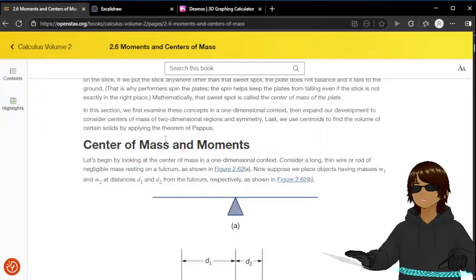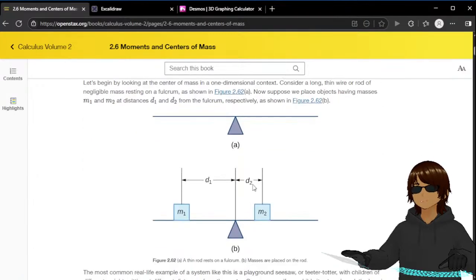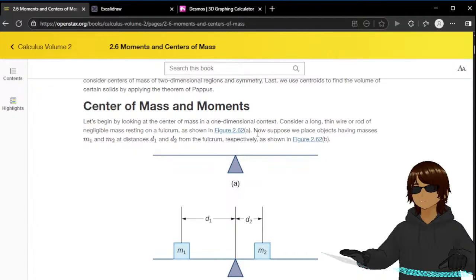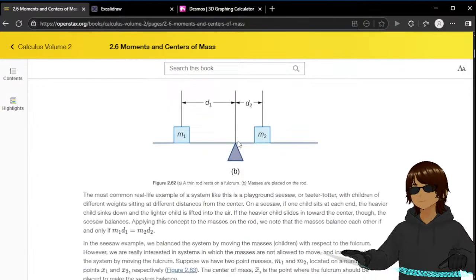Okay, so center of mass and moment. Let's begin by looking at the center of mass in a one-dimensional context. Consider a long thin wire or rod of negligible mass. It is resting on a fulcrum, as shown in figure 2.62. Now suppose we place objects having mass m1 and m2 at distances d1 and d2 from the fulcrum, respectively, as shown in figure 2.62.